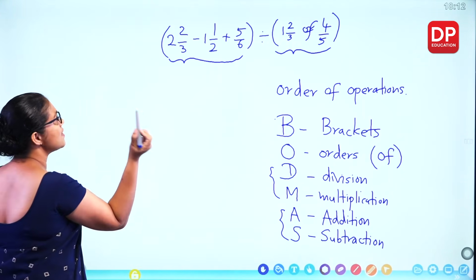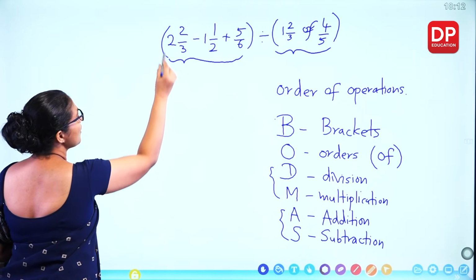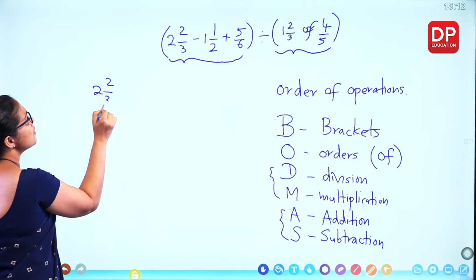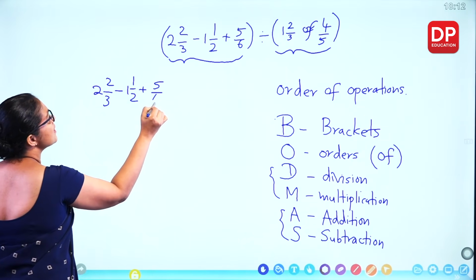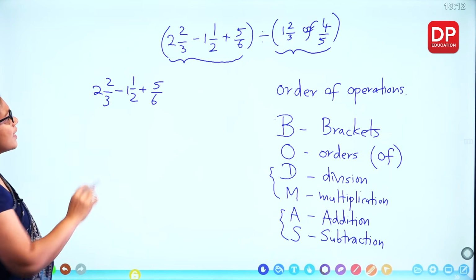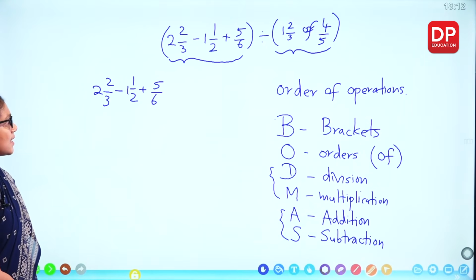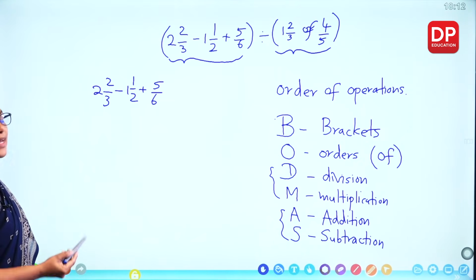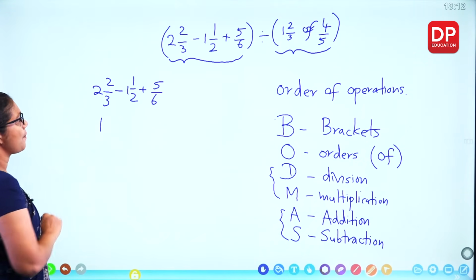So instead of this, I can write 2, this one separately. I'll do this one separately, 2 and 2/3, 1.5 plus 5/6. So I can do the calculation first there. So how do we start? I can see whole numbers are there. I can subtract whole numbers. 2 minus 1 is 1.